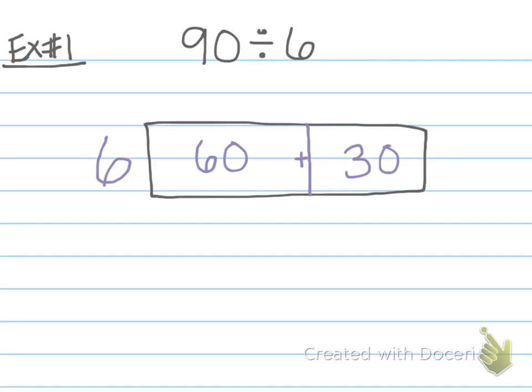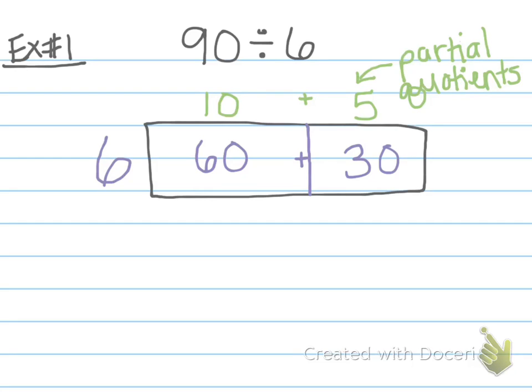Okay, so now I'm going to divide 60 by 6, which is 10. So I'm going to write the 10 above the 60. Again, my plus sign. And then thinking, how many times does 6 go into 30? 5 times. Now, what do I do with that 10 and that 5? Well, that 10 and that 5 are called partial quotients. And with my partial quotients, I must add them together. So 10 and 5 equals 15, which is my complete quotient. So 90 divided by 6 equals 15.